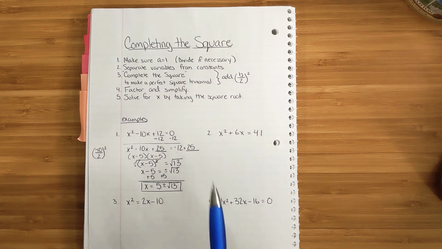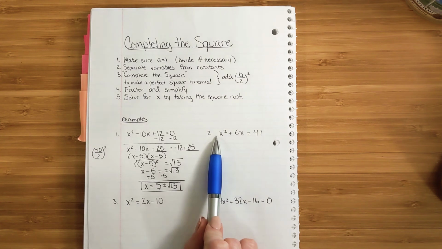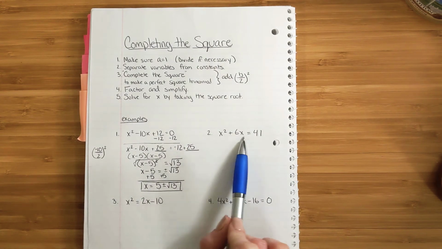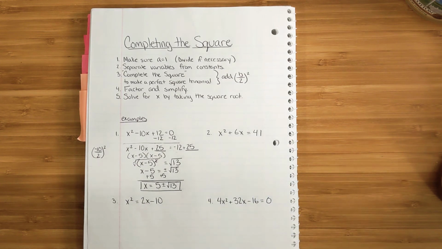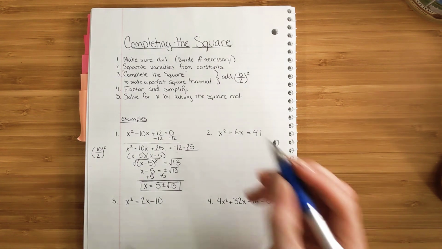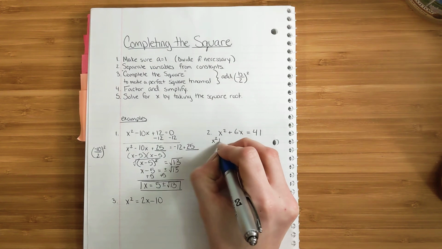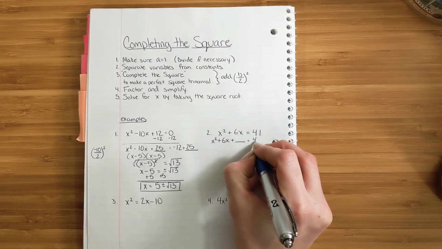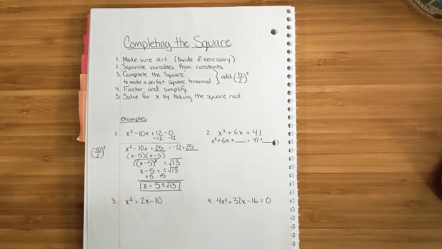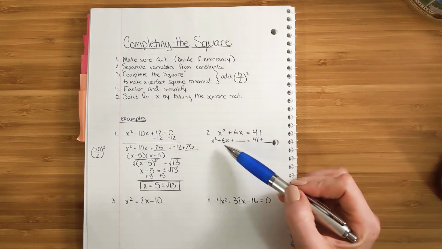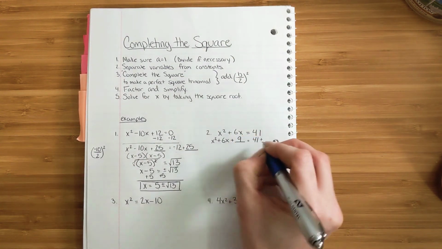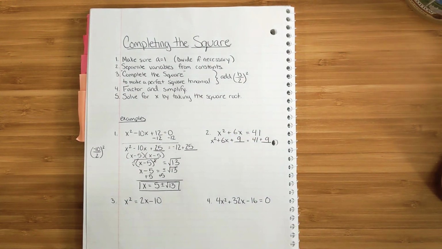Okay, number 2, I have a equal to 1, so step number 1 is done. And step number 2 is done because I have my variables on the left and my constant on the right. So we're already almost halfway there. What I'm going to do now is make this x squared plus 6x become a perfect square trinomial by adding one specific number. And if you take that b value, which is positive 6, put it into your formula, you should get positive 9 to add to both sides.